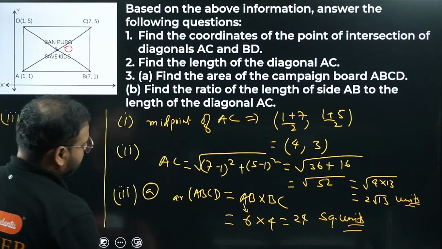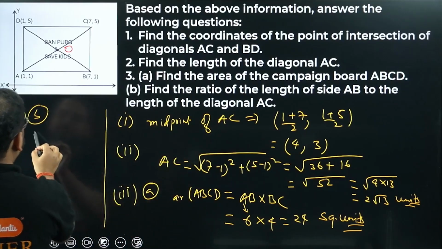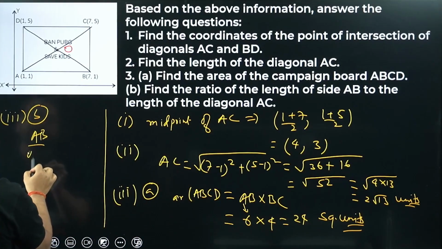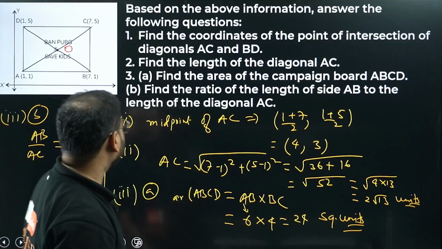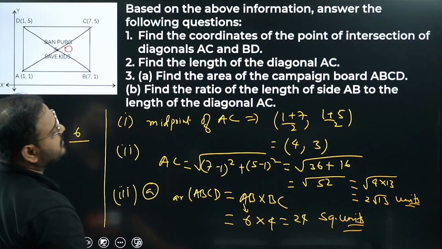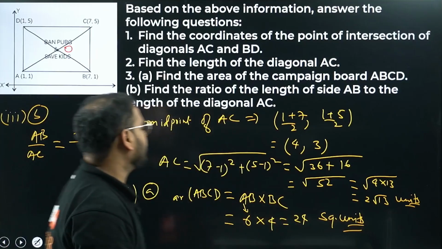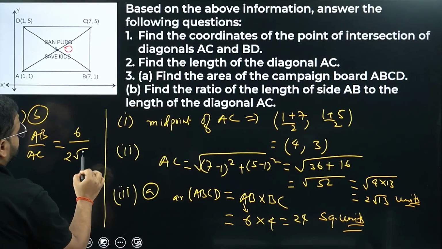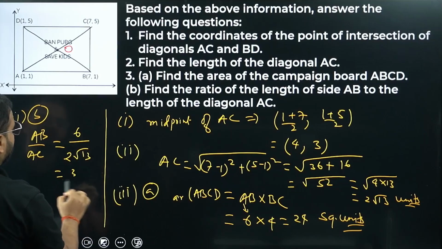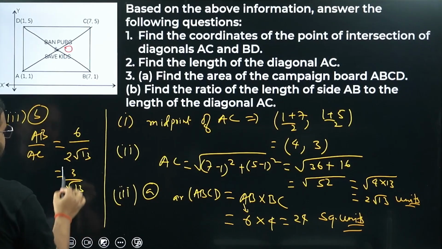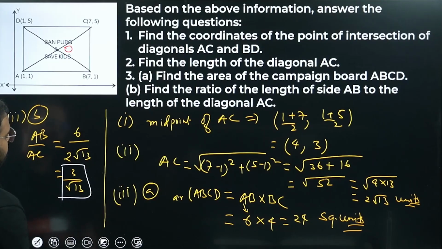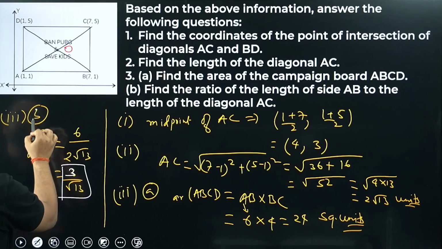So we're looking for AB to AC. What is AB? Check here. AB is 6. What is AC, sir? AC is 2 root 13. 2 3 is 6, so 3 upon root 13. That's the ratio that you're looking for. 3 upon root 13 for question number 3 part B.